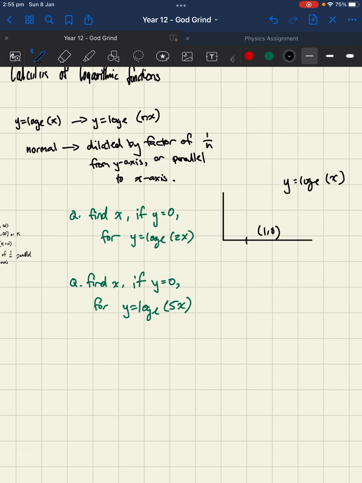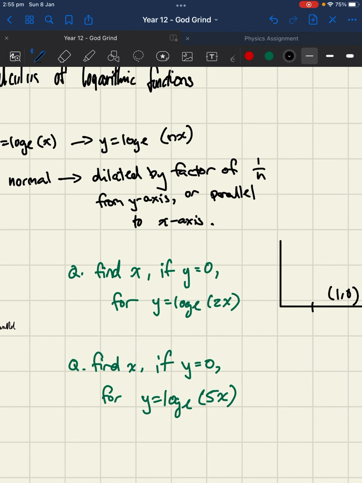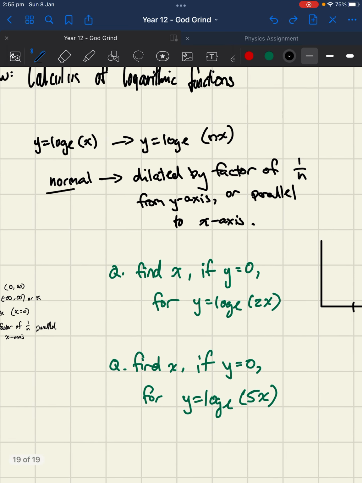Now, I want to talk about what happens when it is dilated by a factor of 1 over n, which basically means there's a coefficient in front of the x, so there's an n, that's the coefficient. n can be anything, literally any real number, right? So this is the normal equation, and this is the dilated by a factor of 1 over n from the y-axis, or parallel to the x-axis.